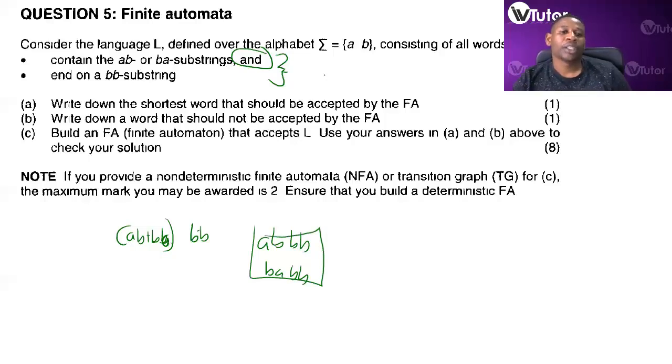Now, write down a word that should not be accepted by the finite automata. A should not be accepted, B should not be accepted. There are a million possible words that you can list as not accepted.